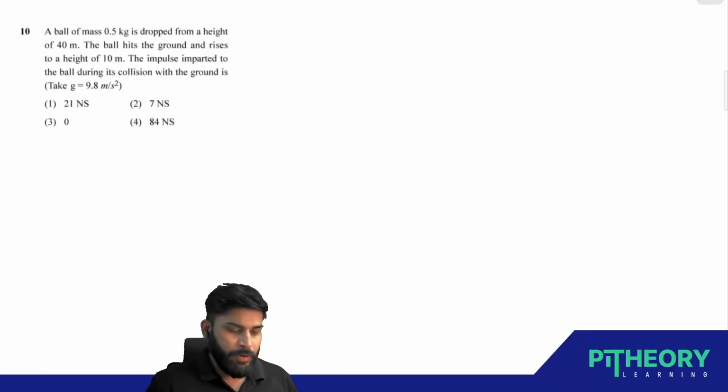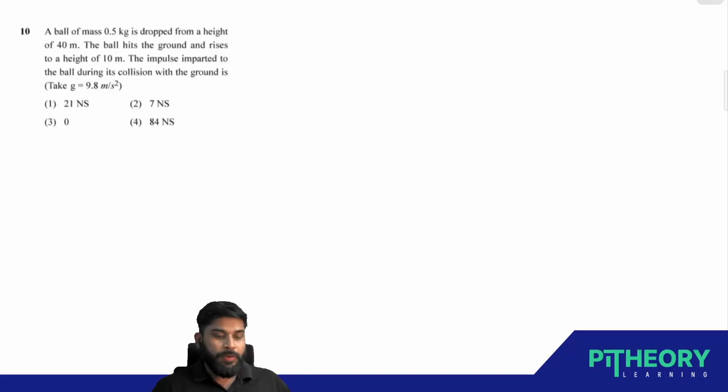What is our next problem? Question number 10. A ball of mass 0.5 kg is dropped from a height of 40 meter. The ball hits the ground and rises to a height of 10 meter. The impulse imparted to the ball during its collision with the ground, how much is it? Take g equal to 9.8 meter per second square.